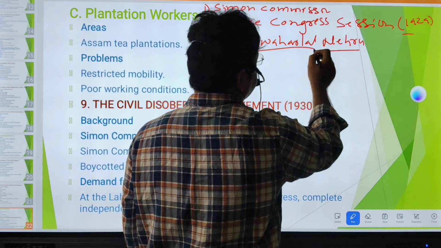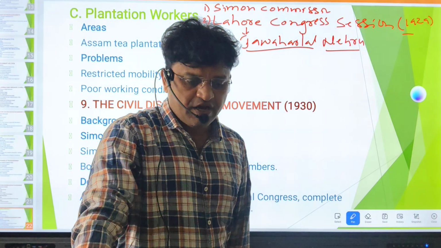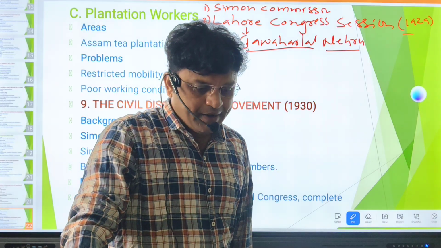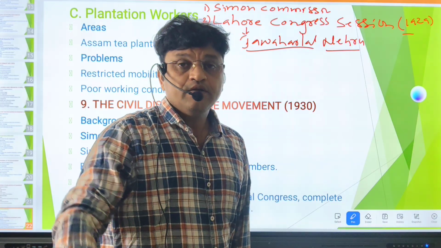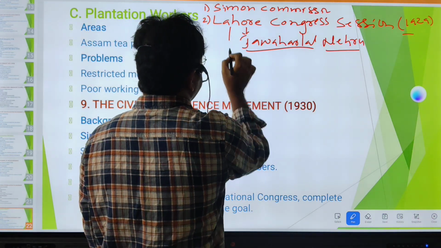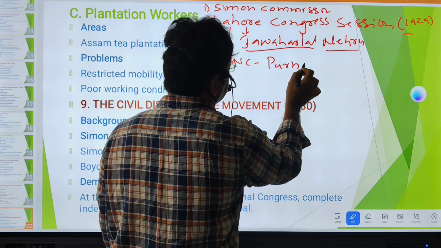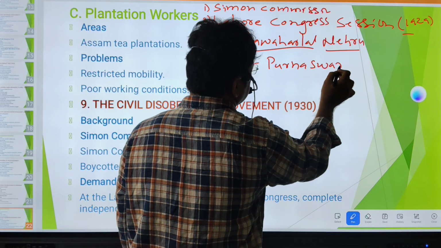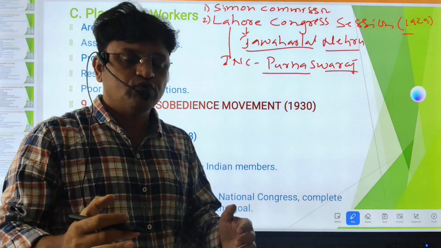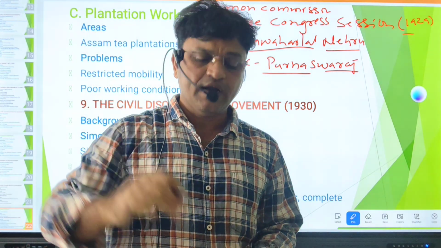We all know that he is the first Prime Minister of India. So the Lahore session of the Indian National Congress in 1929 was held under the presidency of Jawaharlal Nehru, and Congress demanded Purna Swaraj. Already we discussed Purna Swaraj. It means complete independence. So the British have to leave India and go back to their country.